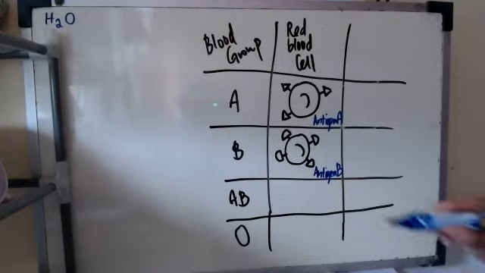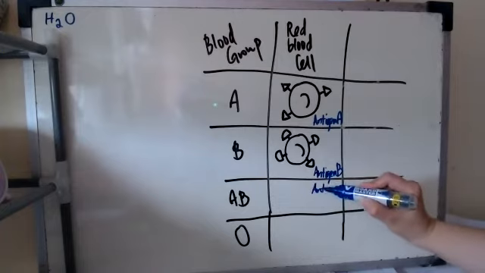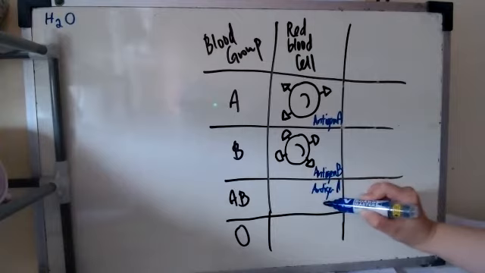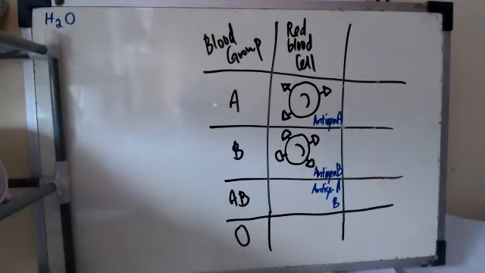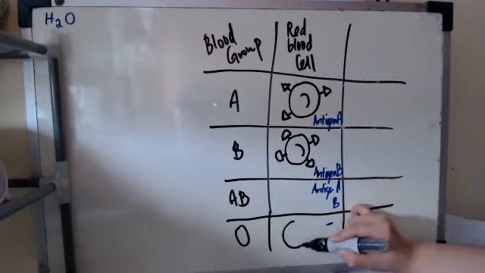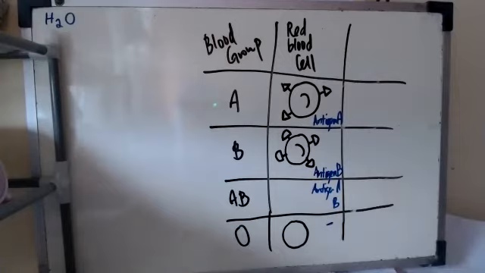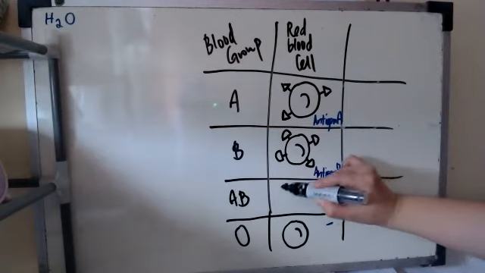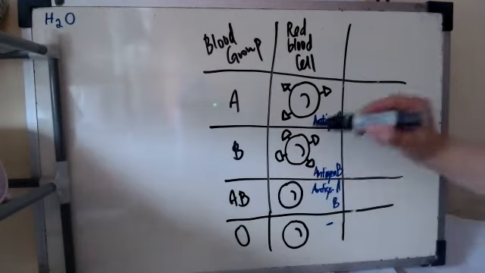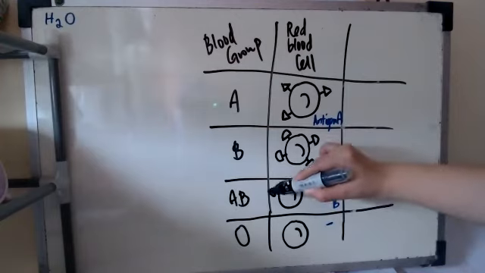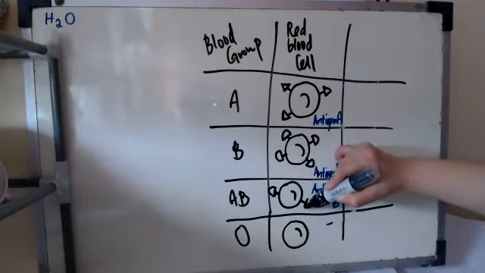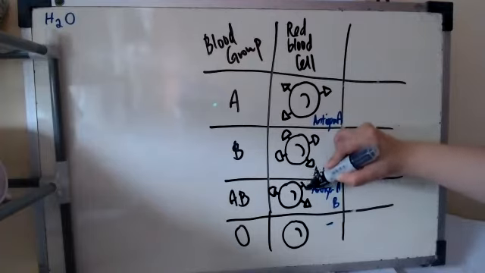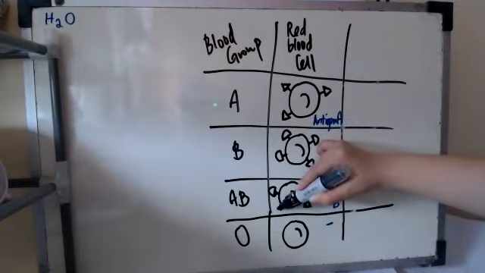Blood group AB has both antigen A and also antigen B. For blood group O, there is no antigen, 0 antigen on the red blood cell. I mean, they have other antigens, but they don't have antigen A or antigen B. While this one has both semicircle and also triangle.